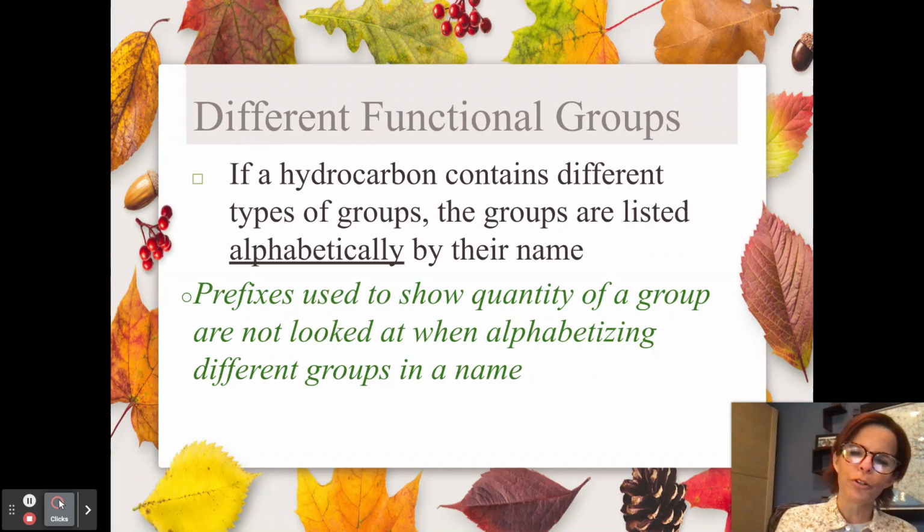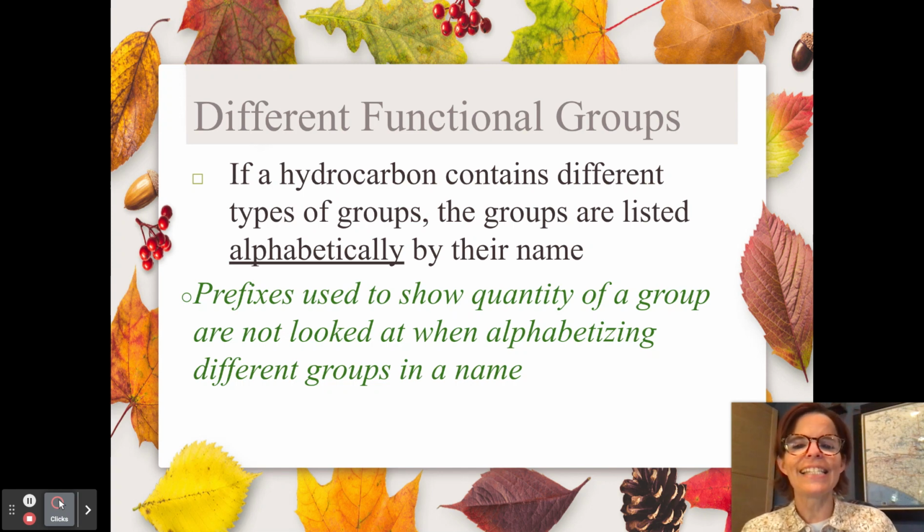Different functional groups. If a hydrocarbon contains different types of groups, so let's say it has a methyl and an ethyl group, the groups are listed alphabetically. Which comes first, methyl or ethyl? Well, M comes after E, so the ethyl groups have to be listed first.